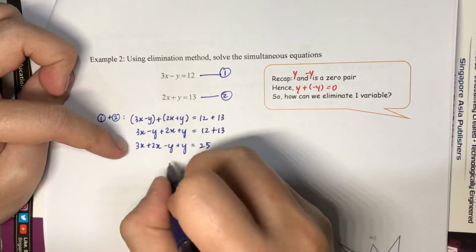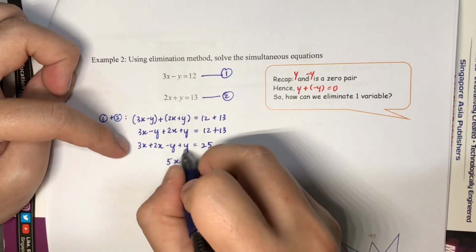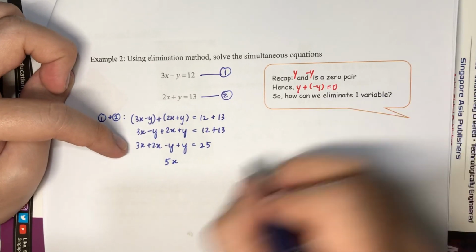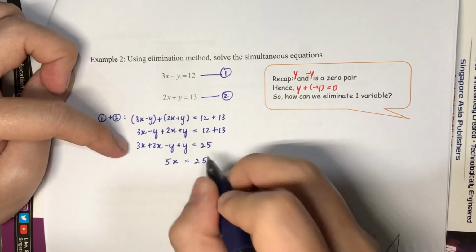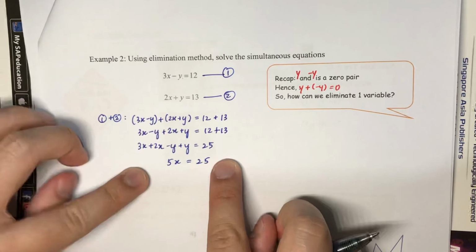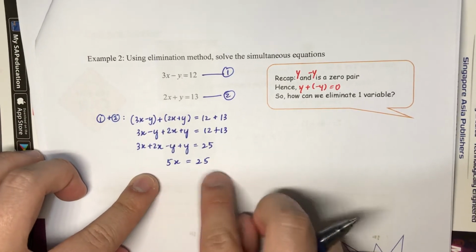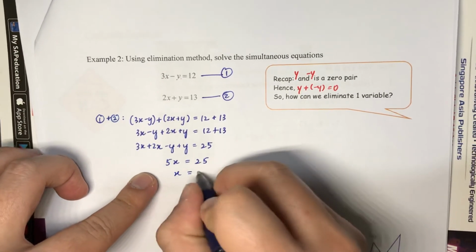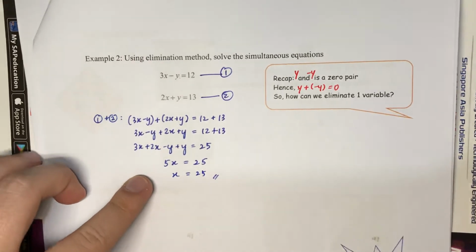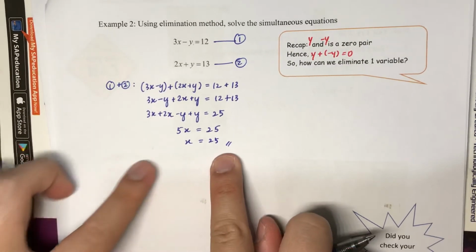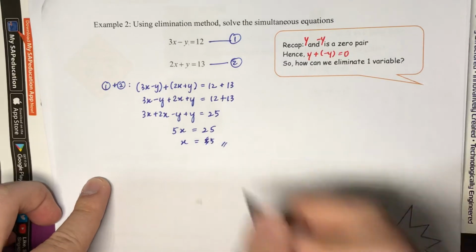So 3x plus 2x is 5x. Negative y plus y gives me 0. So I already eliminated y at this step, and I'm left with x. So 5 times what is 25? So x will be equal to 5.